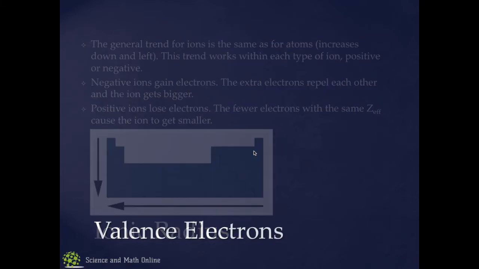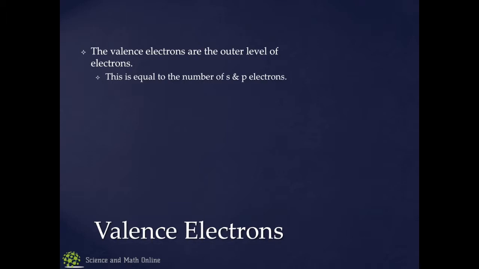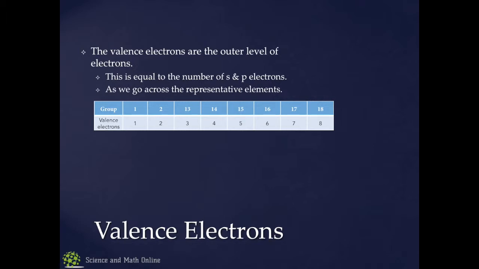All right. Before we move on into the rest of the trends, we need to discuss valence electrons. This is pronounced valence, not valence. Valence electrons are the outer layer of electrons, and they are equal to the number of s and p electrons. As we go across the representative elements, the easy way to do it is to look at the group number, and it gives you the number of valence electrons. Groups 1 and 2 have 1 and 2. For groups 13 through 18, you just take the 1 off the front. So group 18, take the 1 off the front, gives you 8. Group 16, take the 1 off the front, gives you 6. That's how you figure out valence electrons.